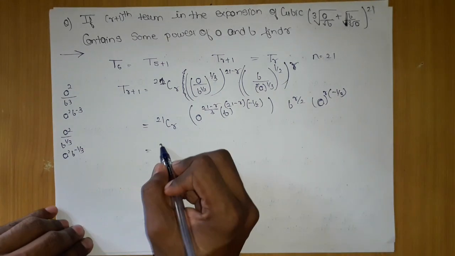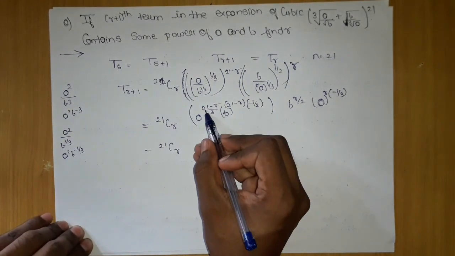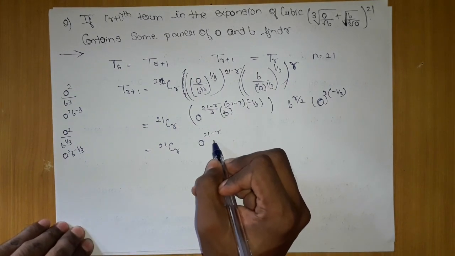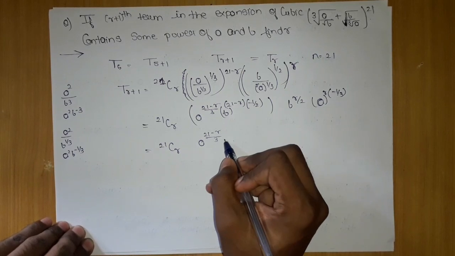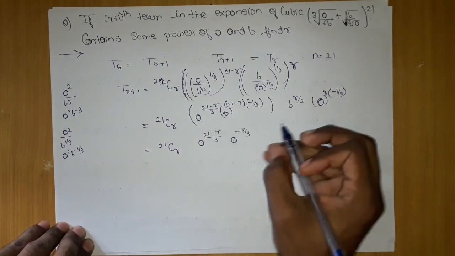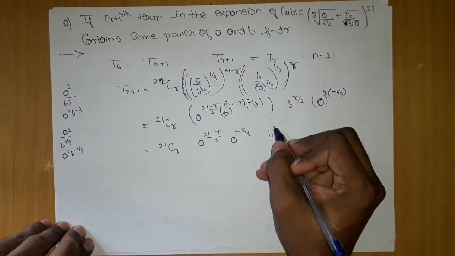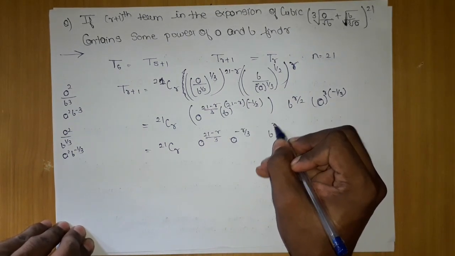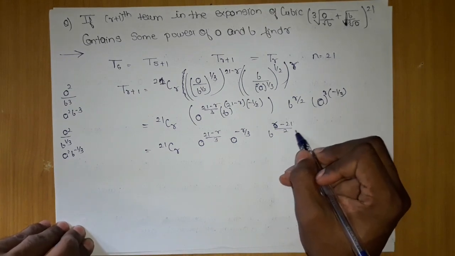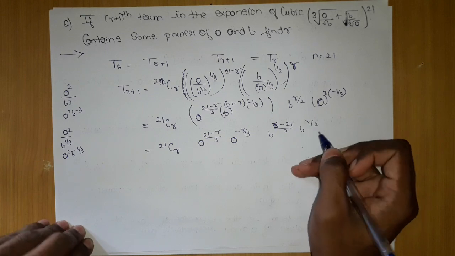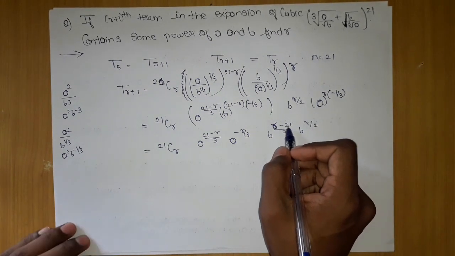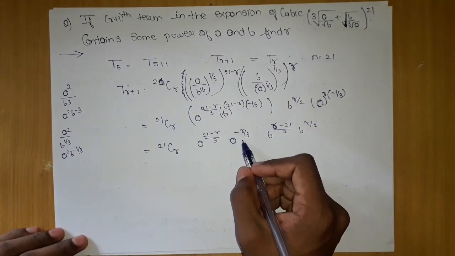So if we proceed further, 21Cr, a to the power 21 minus r by 3 will add on, here a to the power minus r by 3 will add on with this, and here b to the power, this minus will move inside, this will become r minus 21 by 2. And here b to the power r by 2 will come here. So we have this stuff here, so this will add up with this and this will add up with this.